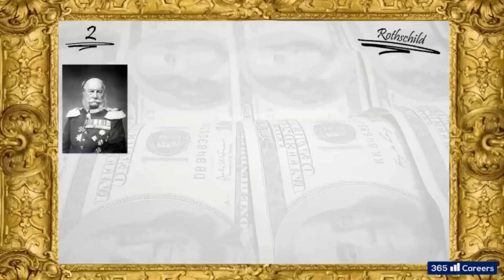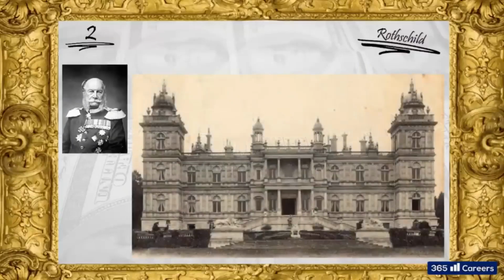German Emperor William was fascinated by their castle in France and said that kings couldn't afford this. It could only belong to a Rothschild.